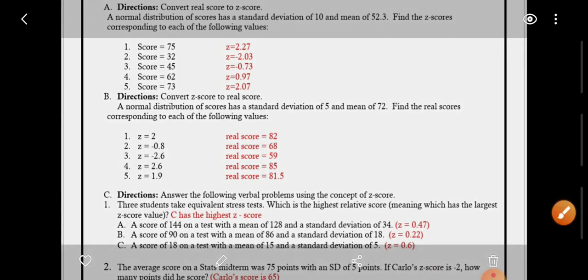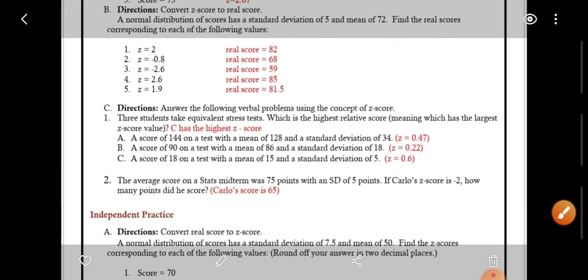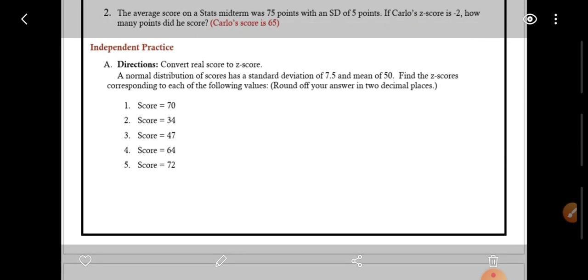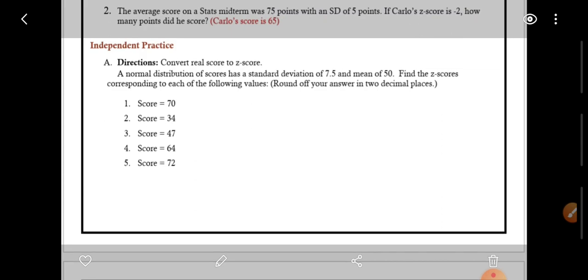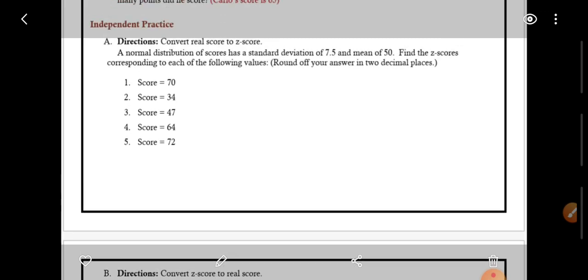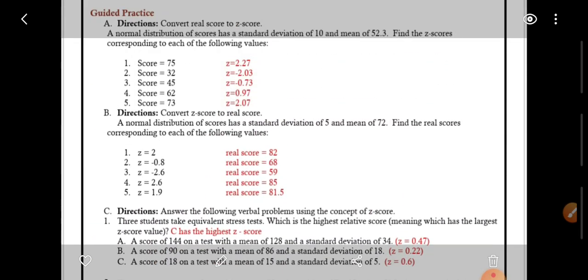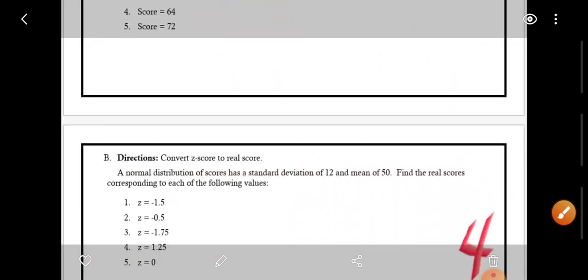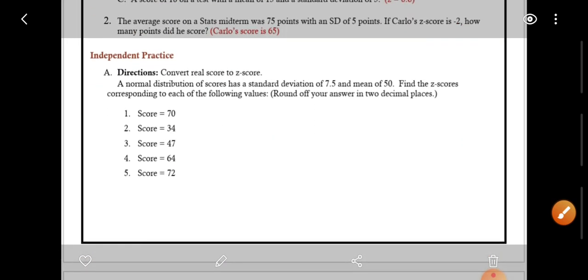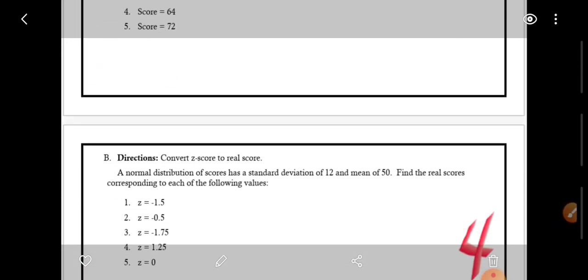Okay. So, ano ang gagawin natin sa letter independent practice. Ang independent practice natin is you have to convert raw score to z-score. Okay, so yung real score natin, ang gagamitin natin ay yung guide. Ang pwede nyong gamitin na guide nyo ay itong guided practice A and guided practice B para masagutan nyo yung independent practice A and then independent practice B.